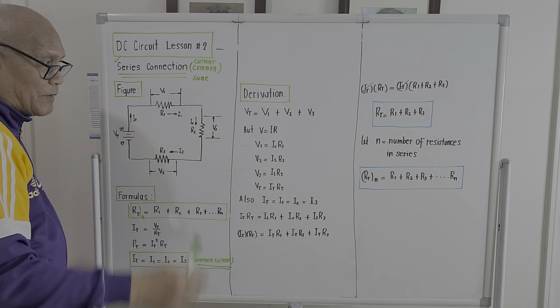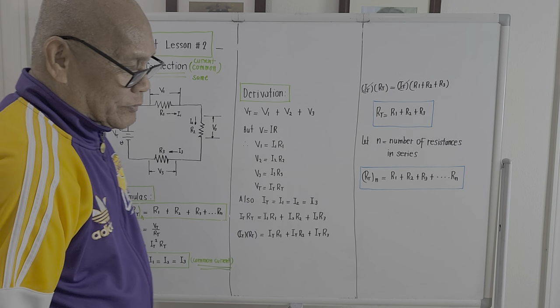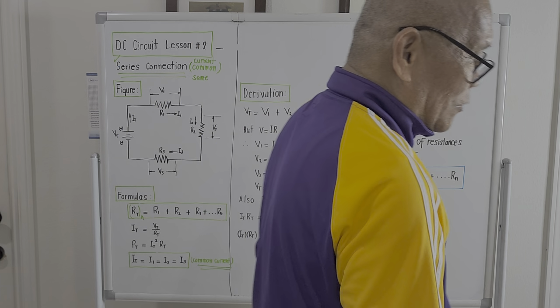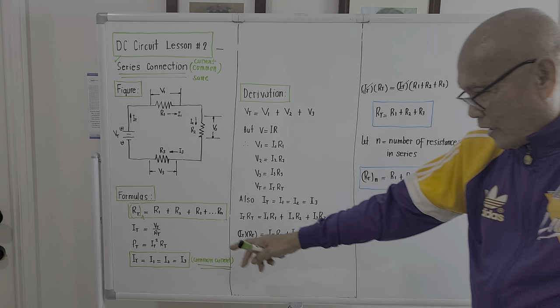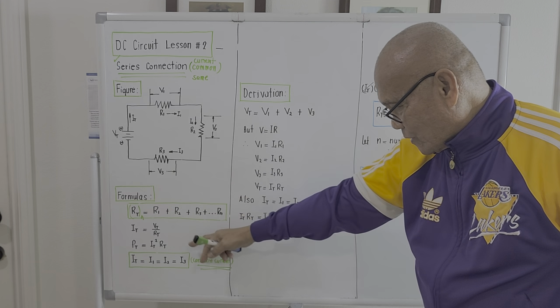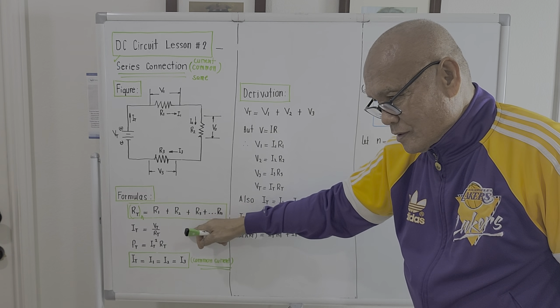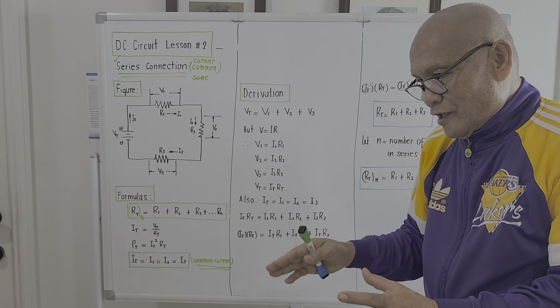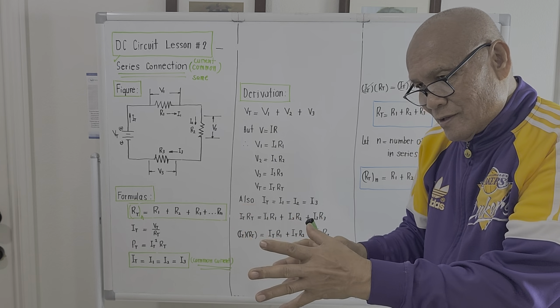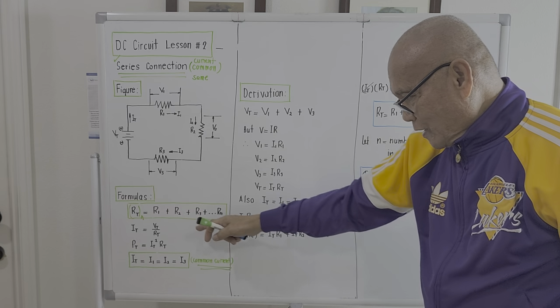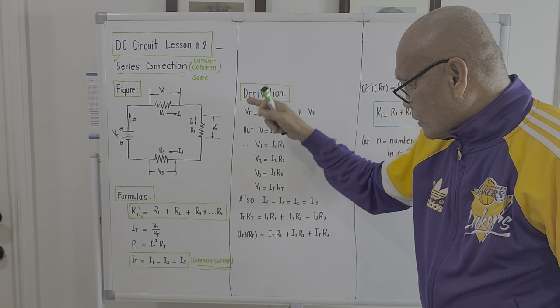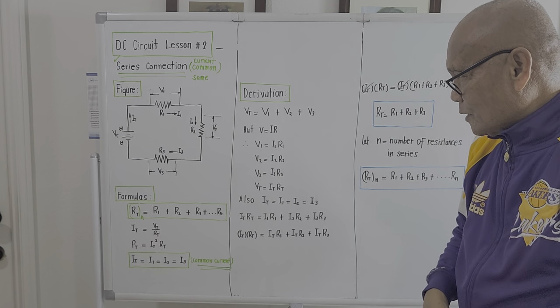Okay, let's try to bring out the derivation. The derivation is just a simple one. How come we brought out R total for a series connection to be the summation of the resistances? Actually, it emanates from something else. It came from something else. And to bring out this equation here, we shall bring out this whole derivation.